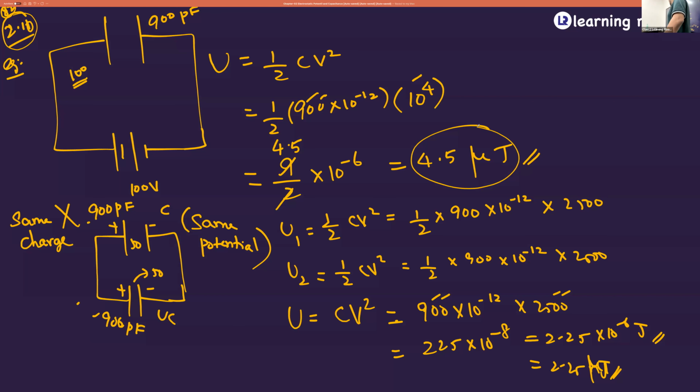Negative indicates loss. Or they can ask you, what is the fractional value? Change divided by original: 2.25 divided by 4.5. How much is that? Half. So the fractional loss is half. If they ask you percentage loss, how much will it be? Half multiplied by 100, you will have 50%. So these are the ways in which they can frame questions.